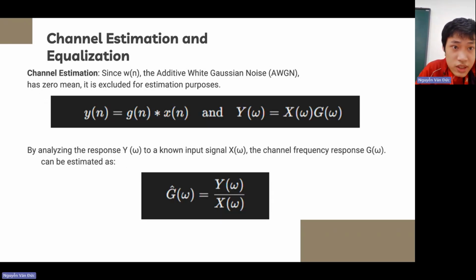And this is the channel estimation. As you have known, the convolution in the time domain will be multiplication in the frequency domain. By using this, we can compute the frequency response for this channel.